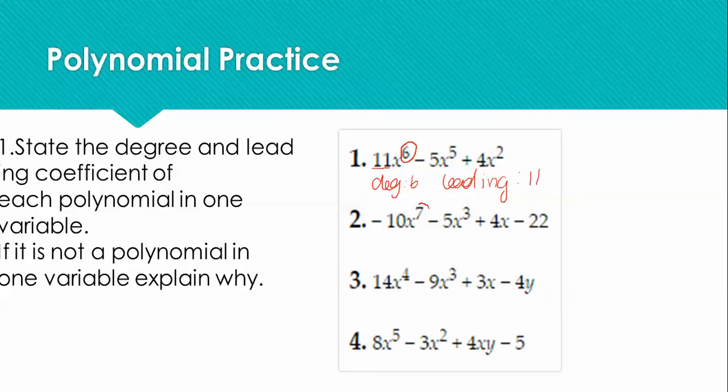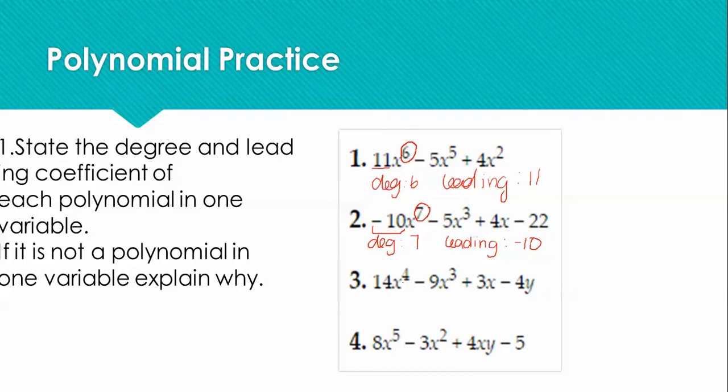Now we're looking at the next one. Our highest degree is 7, so the degree for this polynomial is 7. The leading coefficient is the number in front. These have been really nice for us because they're giving them to us in order, meaning going from greatest to least. If it's not in order, you're just looking for the greatest exponent. So my leading coefficient would be -10 in this case.